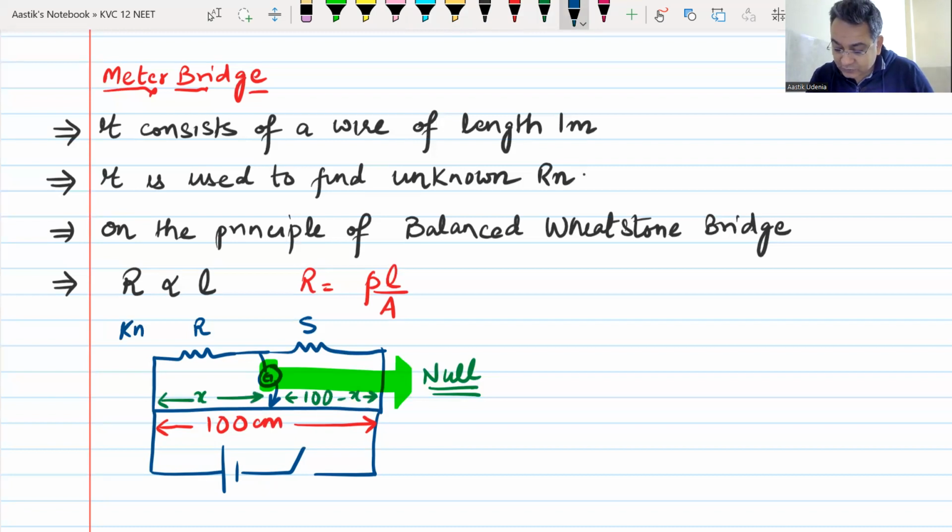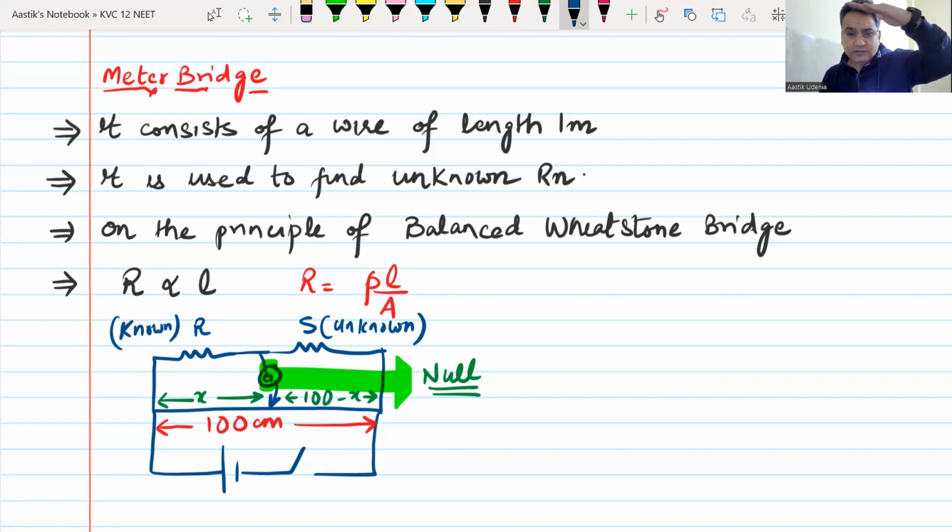This R is a known resistance and this S is an unknown resistance. You have the unknown resistance on the left hand side and the known resistance on the right hand side. Do we understand this? Yes, sir. It is a balanced Wheatstone bridge.